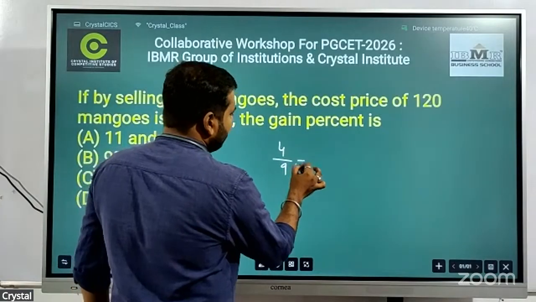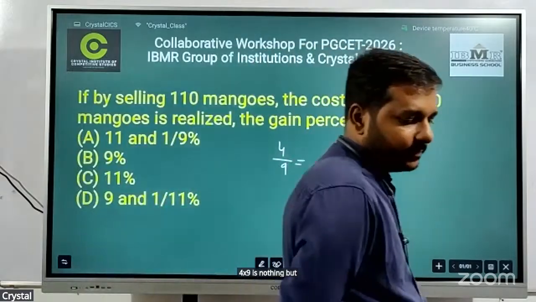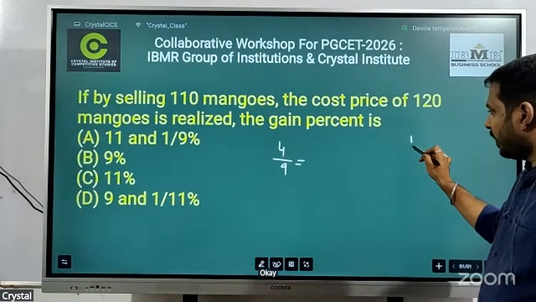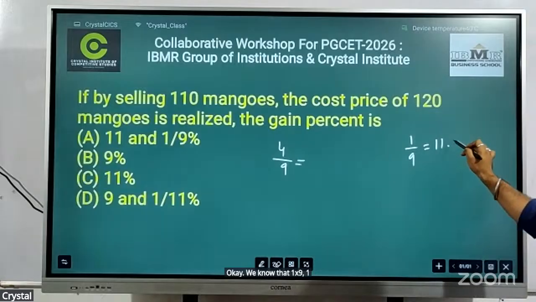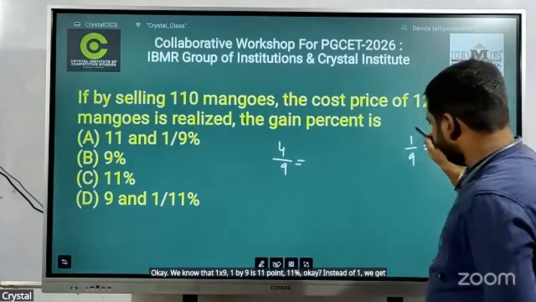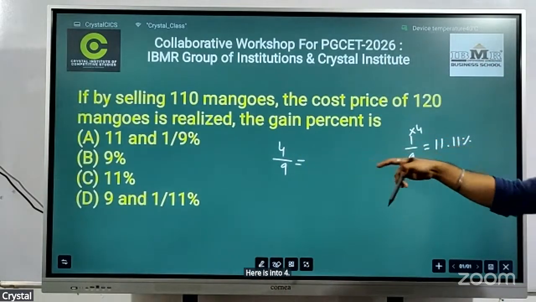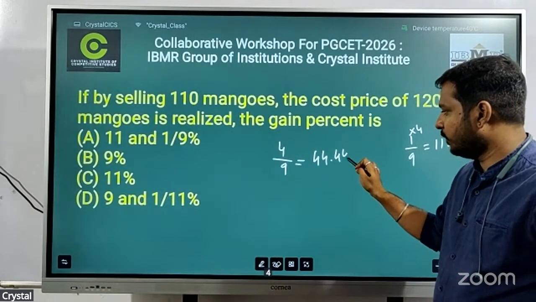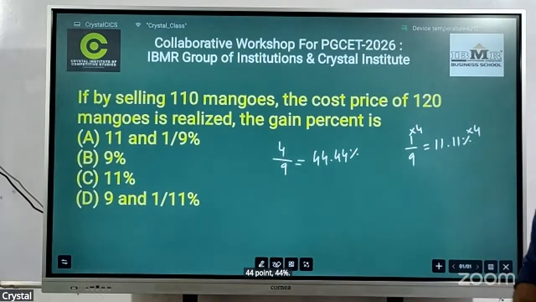4 by 9 is how much percent? We know that 1 by 9 is 11.11%. Instead of 1, we get 4, so here also into 4. We get 4 by 9, and here 44.44%. Okay. Good.